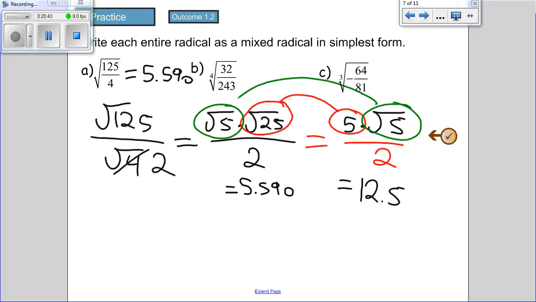Gotcha. So if it's a perfect square, a perfect cube or something, you just bring it right down. Right. Sorry. Yeah. Hey, these are hard, so I get it.